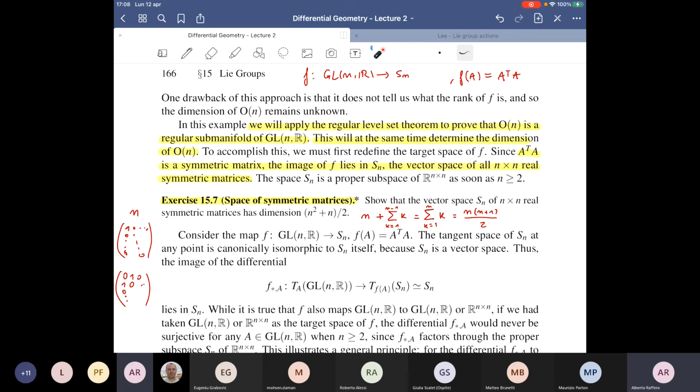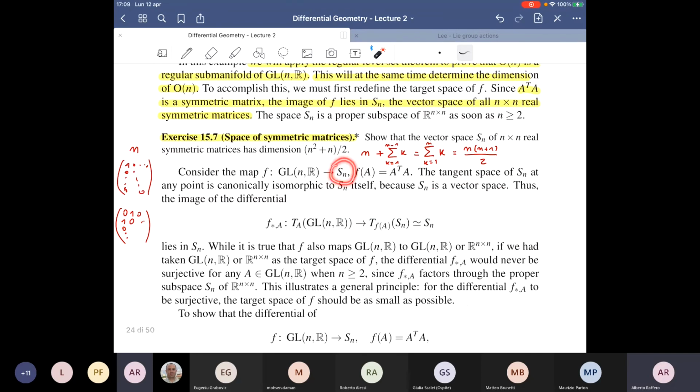So at the end of the day, a basis of this vector space S_n has a number of elements given by the sum of all natural numbers from 1 to n, and this sum is precisely n times n plus 1 over 2. So we know the dimension of this space. We know that the general linear group has dimension n squared. It is an open subset of the space of matrices.